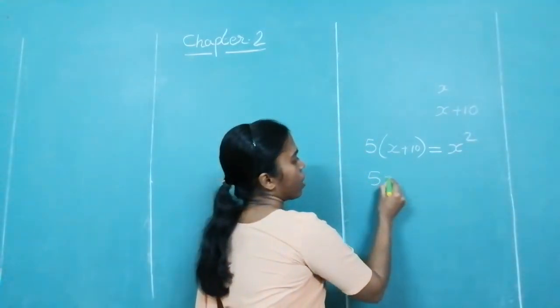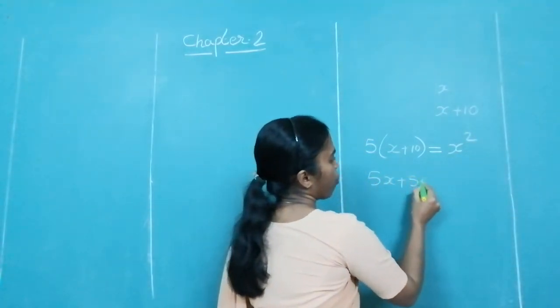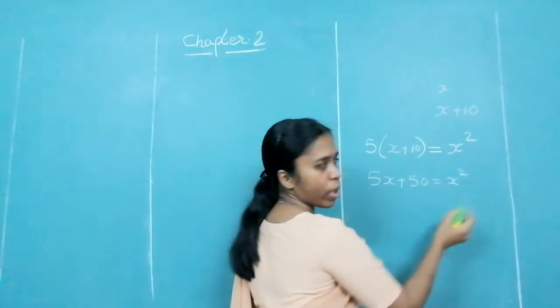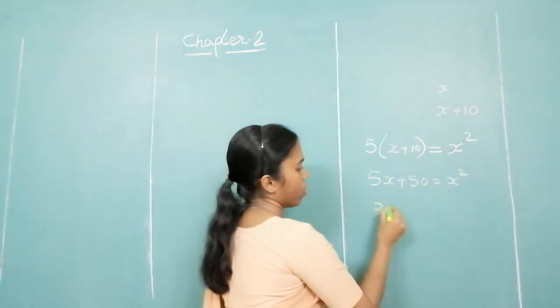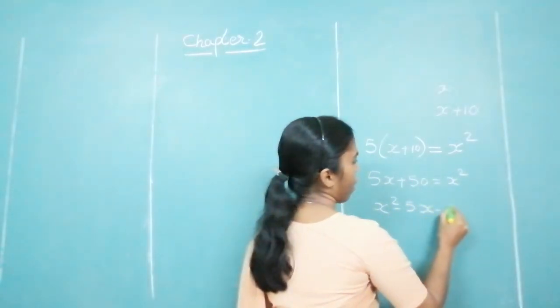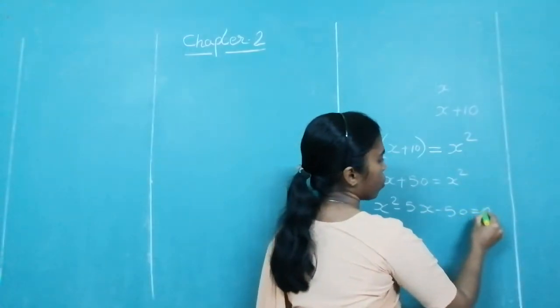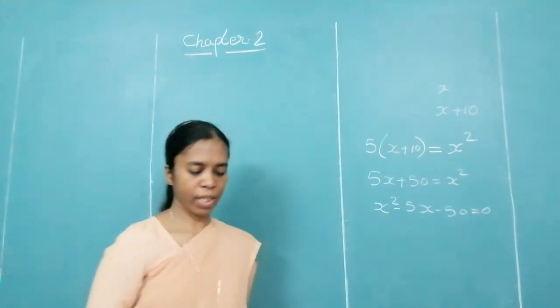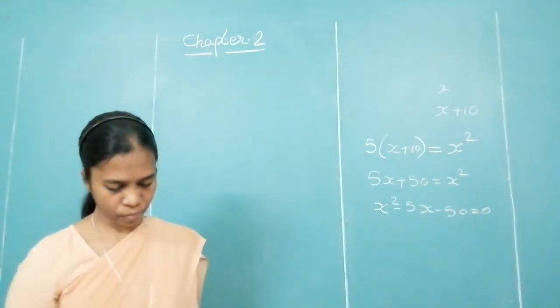Now you open the bracket, 5x plus 50 is equal to x square. Arrange the terms on one side. Get x square, take everything on the other side. Minus 5x minus 50 is equal to 0. Solve it, get the value of x.